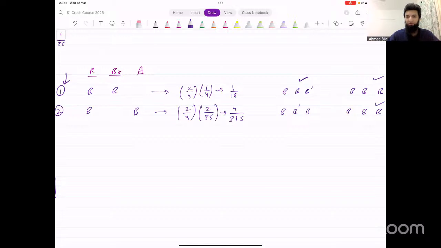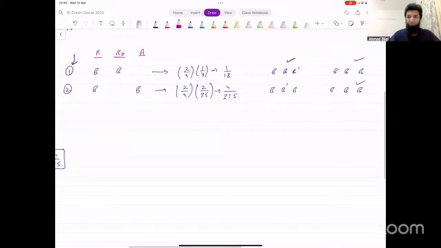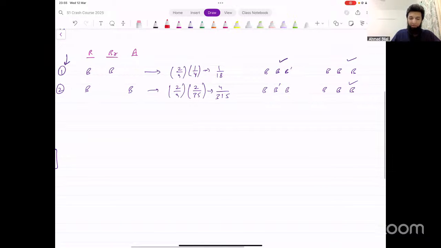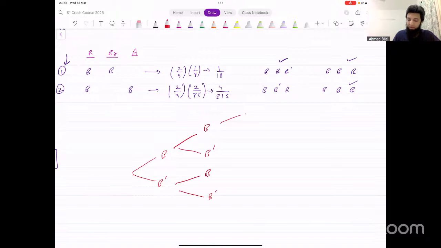If you think of a tree diagram, it will look like this. Rick chooses B or not chooses B, and then Brenda chooses B or not chooses B, and then Ali chooses B or not chooses B.